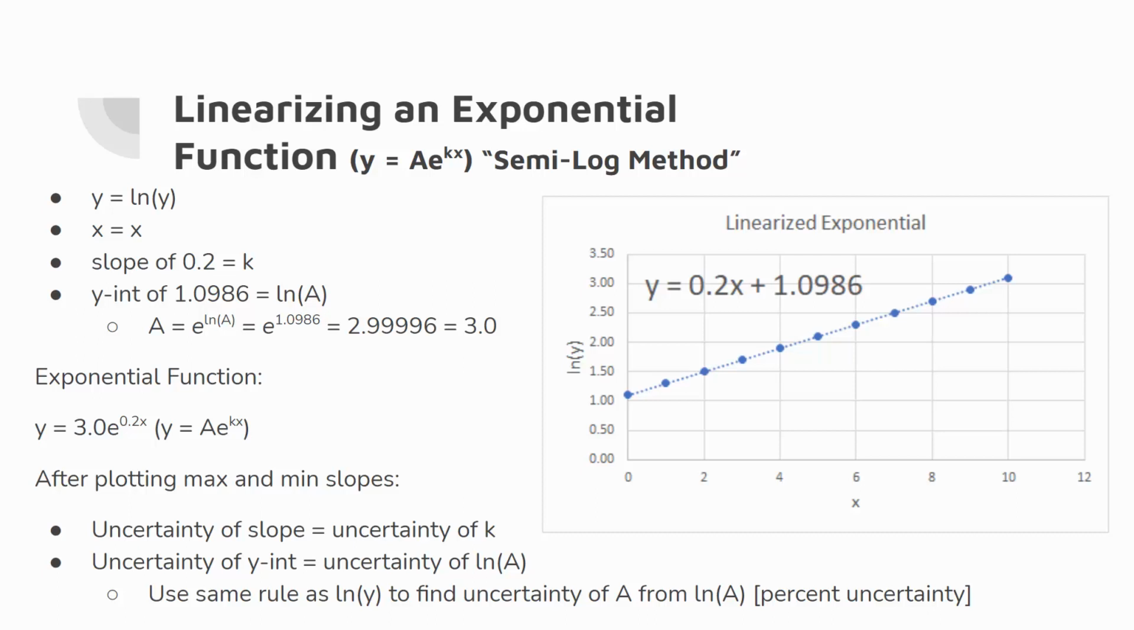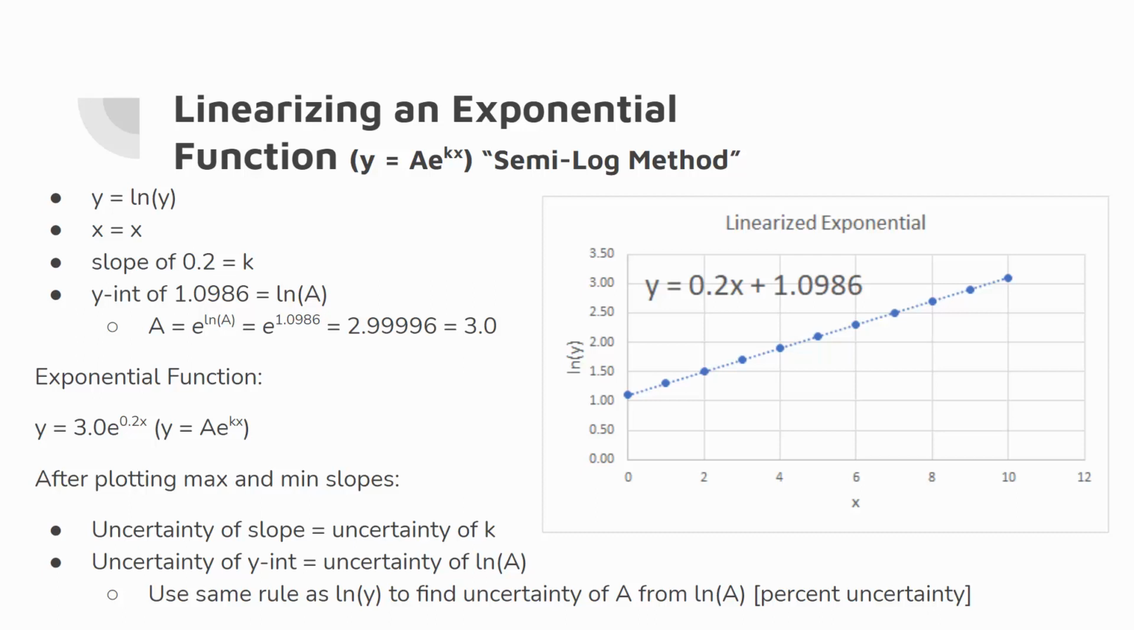So the y that Excel gives you, y equals 0.2x plus 1.0986, that y is really, we know, the natural log of y. X is actually x. X is still your independent variable. That slope that they gave us of 0.2, we know is the k parameter. That's great. The thing that is going to be a little tricky here is that the y-intercept, 1.0986, is the natural log of the a parameter.